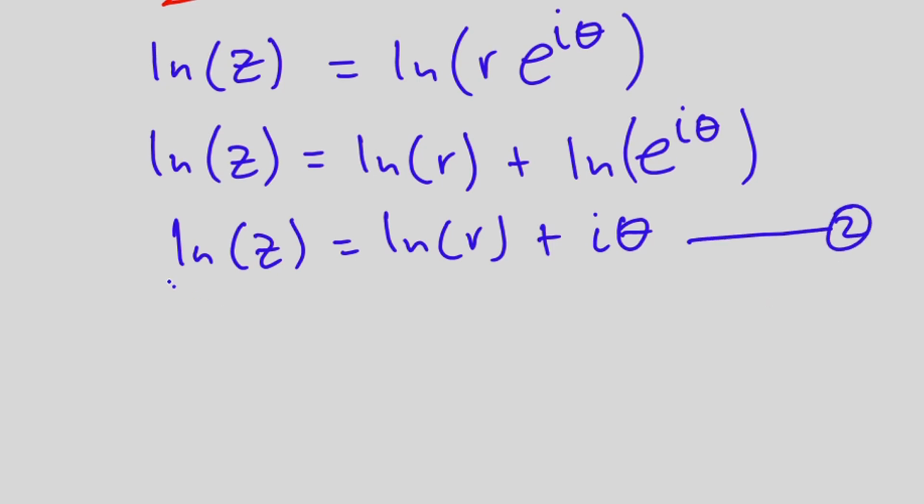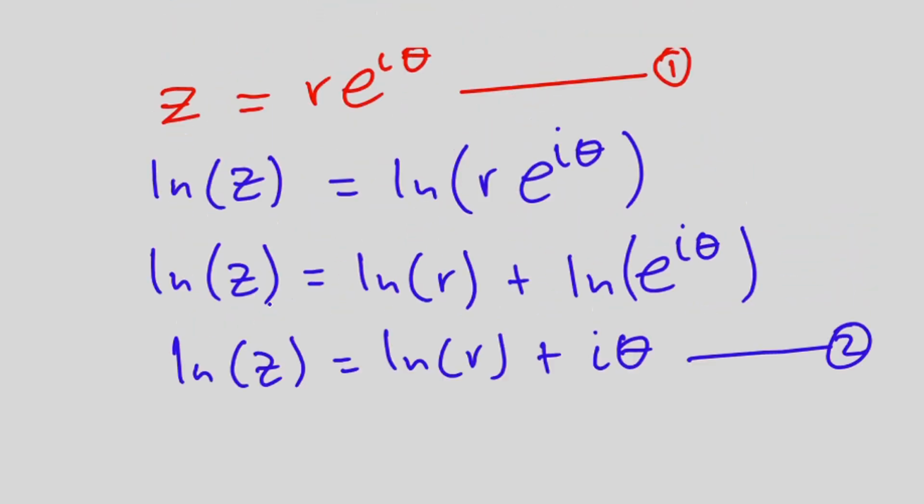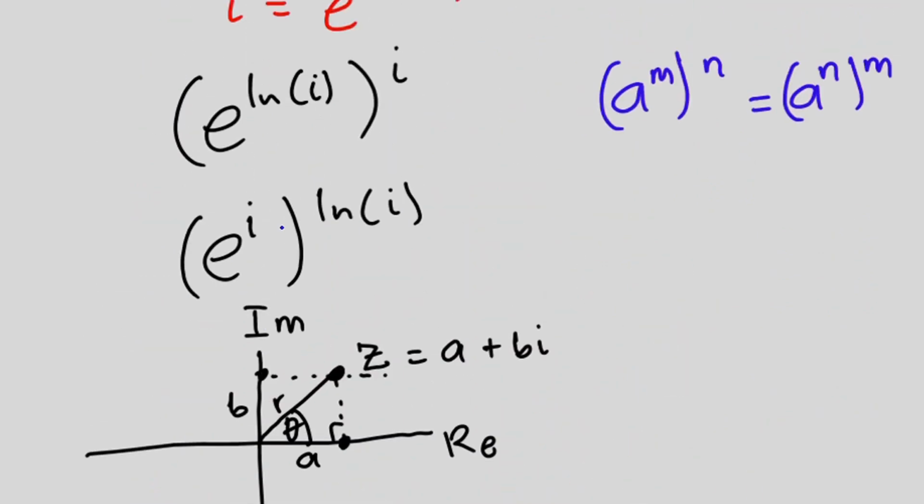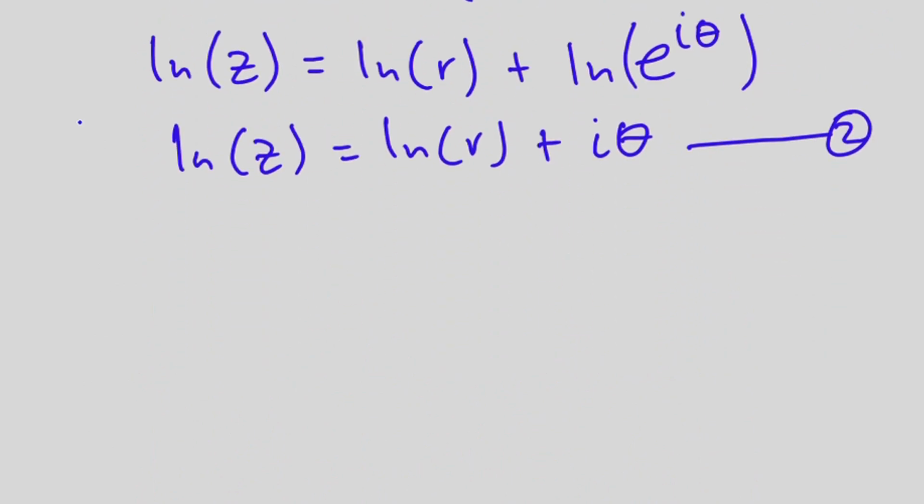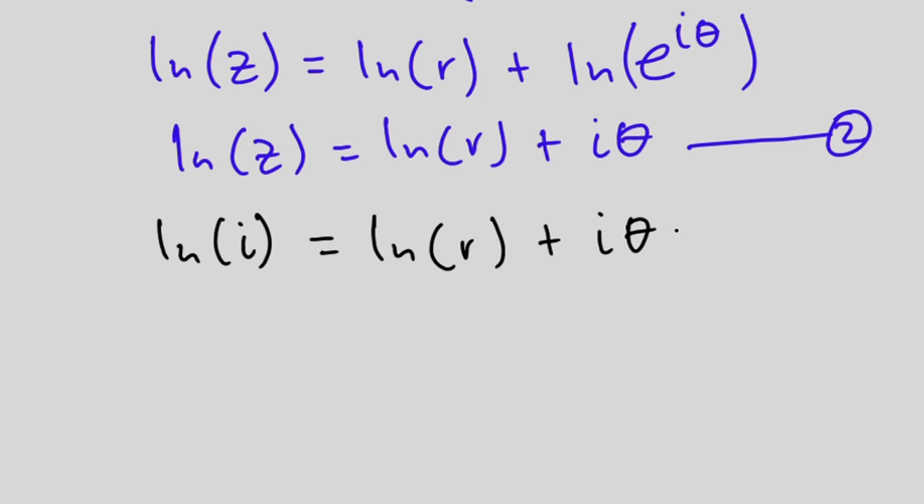Now having known what ln of z is, then straight away we can find our ln of i using equation 2. So our ln of i will be equal to ln of r plus i theta. Very great. Now let's represent this on a complex plane.